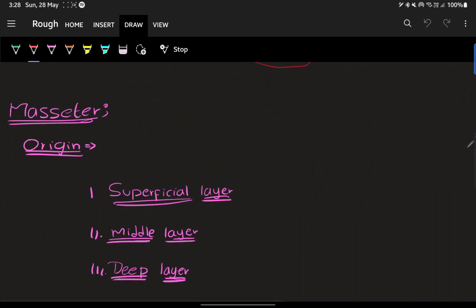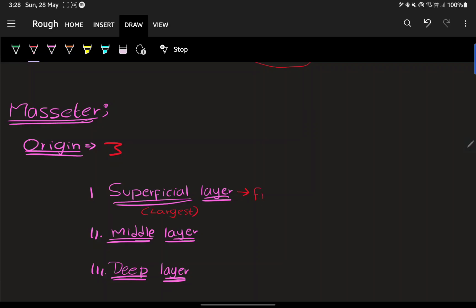And then moving on to the masseter muscle. The origin of this, it has three origins: superficial layer, middle layer, and deep layer. So the superficial one is from the anterior 2/3 of the lower border of the zygomatic arch. So the superficial layer, which is the largest, let me just write it down here.